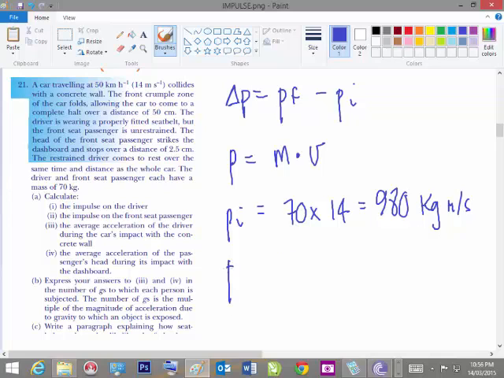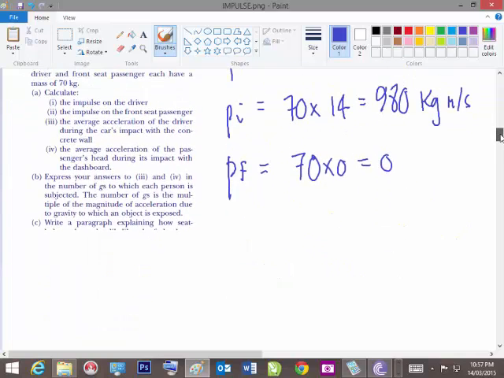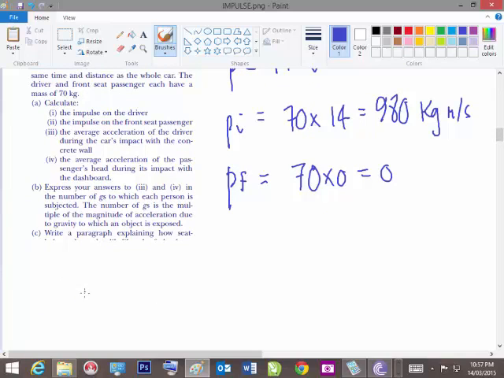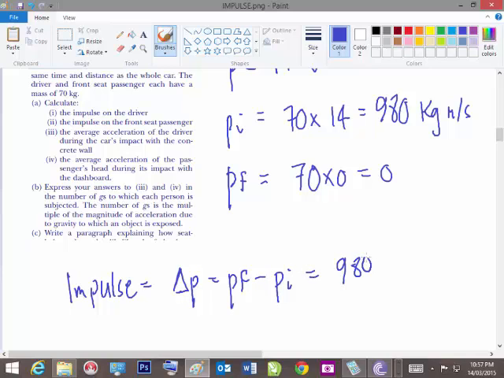Right. Then the final momentum. So it says what is the impulse of the driver. The driver also comes to a complete stop too. So the final velocity is 0. So 70 times 0 gives you 0. So impulse equals change in momentum, which is P_f minus P_i. In this case, it is 980 minus 0, which is 980 kilogram meters per second.